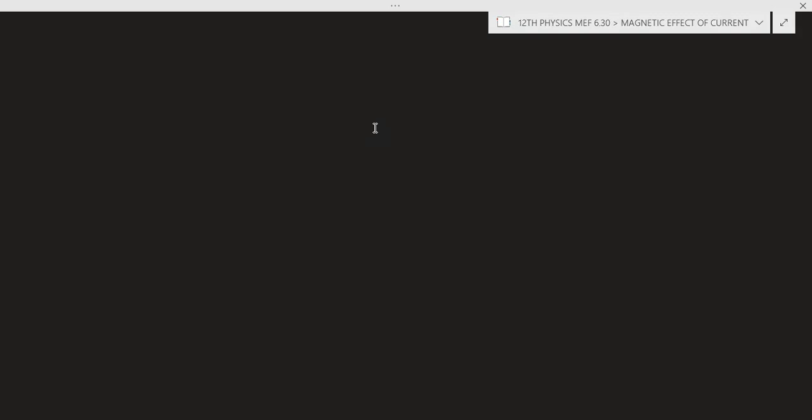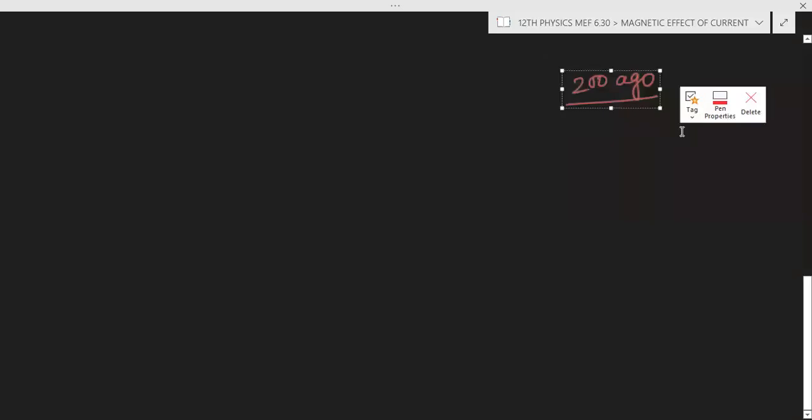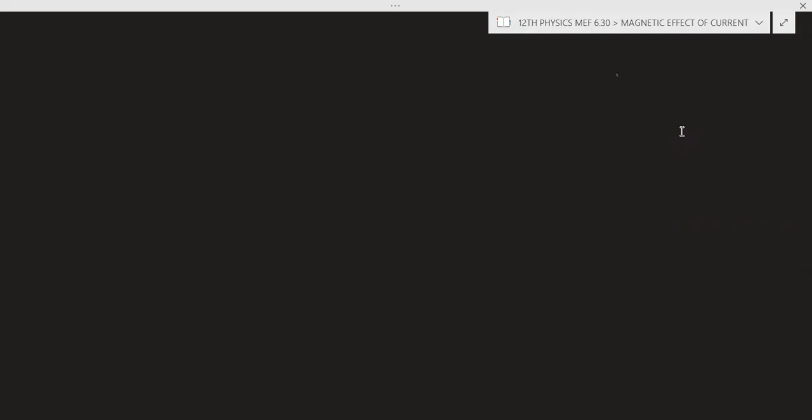Just write the heading. And one very interesting thing, just for the interest of physics. For 2000 years, we have known about electricity and magnetism. Sorry, not 2000 years ago, 200 years ago, it came to be known that electricity and magnetism are related to each other. If you have electricity, then you can produce a magnetic field. And if you have a magnetic field, then you can produce electricity, which is called electromagnetic induction.